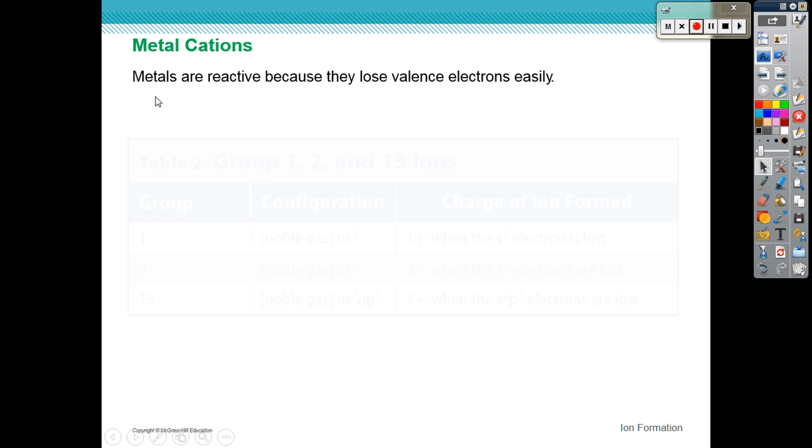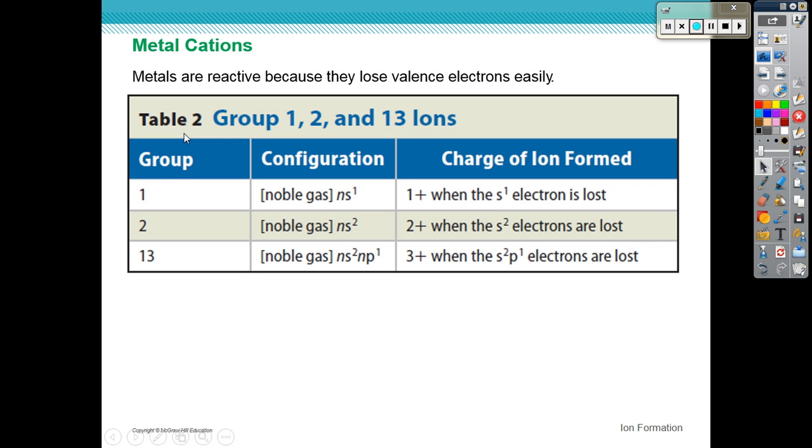The group 1 metals, it's very easy for them to go through the process because they only need to lose 1, so it's easy to lose 1. Most of them in group 1, all of them in group 1 will be losing 1 electron, and as a result of the process, their electron configuration will change. They will gain a +1 charge.